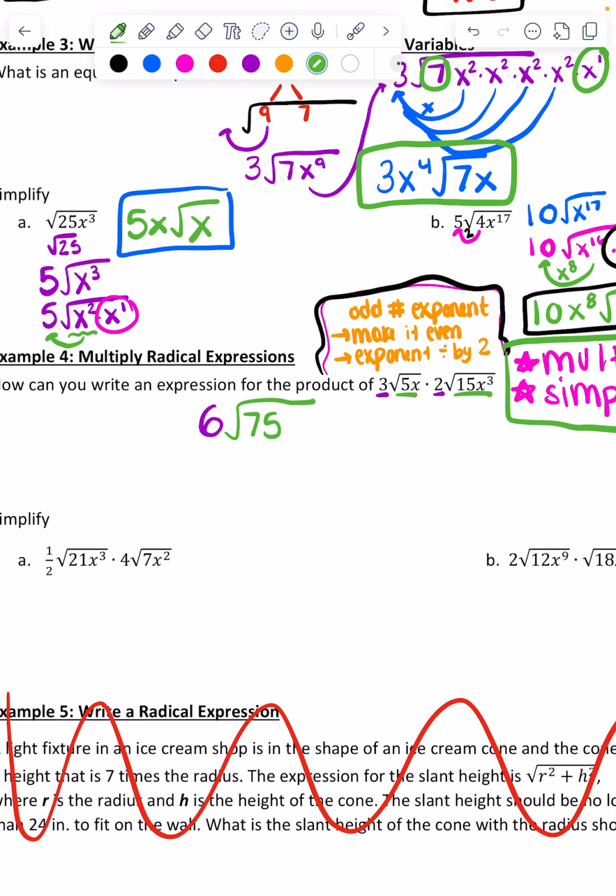And then when I multiply the x's that are on the inside, we add the exponents to get x to the 4th. All right, now we just got to work on simplifying. That was step 1 to multiply. Step 2, we can simplify just like we did in example 3.